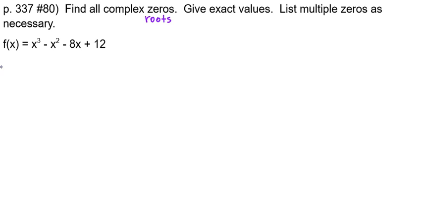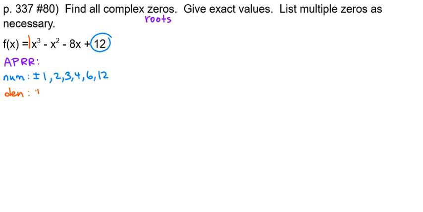Okay, so here's our function f of x, and even though the directions don't say to, I'm going to go ahead and start by finding the APRR list, the list of all possible rational roots, because that will help me in finding the roots. So look at the constant 12 and find the factors of the constant. Those are the potential numerators. So all the factors of 12, plus or minus 1, 2, 3, 4, 6, and 12. And then look at the leading coefficient, which in this case is 1. All the factors of 1 will be all the potential denominators, so just plus or minus 1.